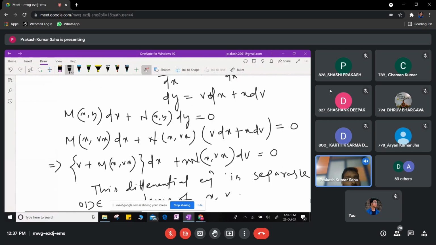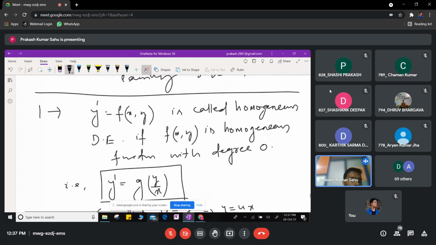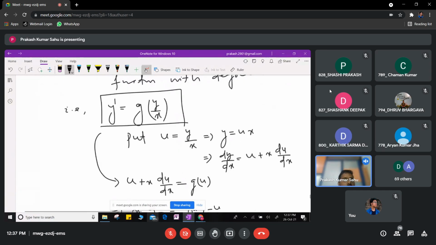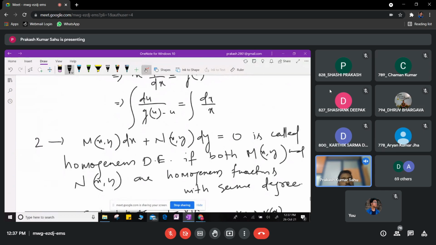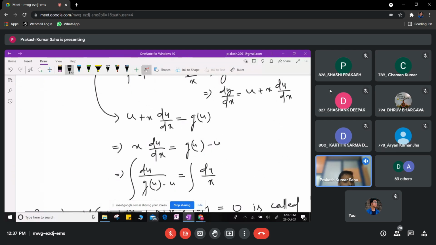So when you solve a homogeneous differential equation, there are two ways it can be given: either y dash is equal to f of x, y, or M(x,y) dx plus N(x,y) dy is equal to 0. And if it is not homogeneous, then it is called non-homogeneous.